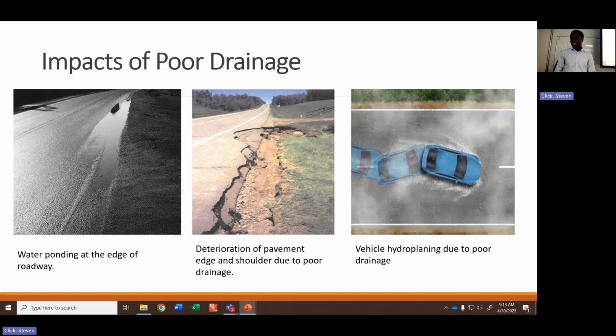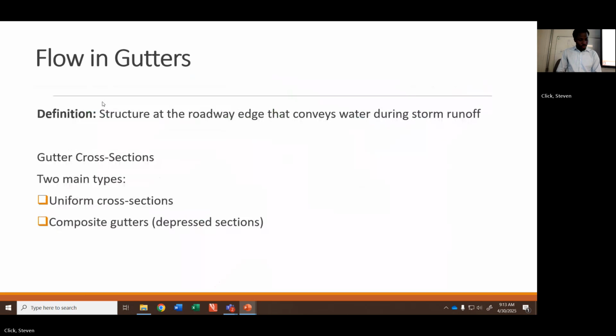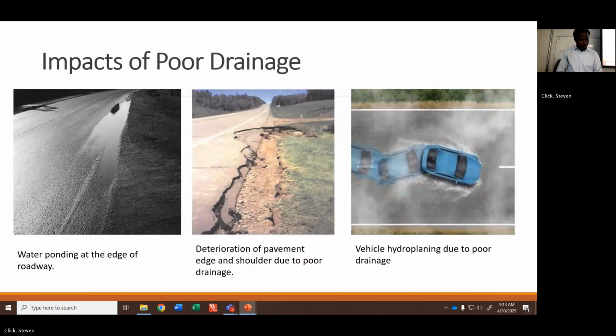These are some of the images of areas where there is some poor drainage. The first image, when I clicked on it, it went back. I wanted to highlight something.